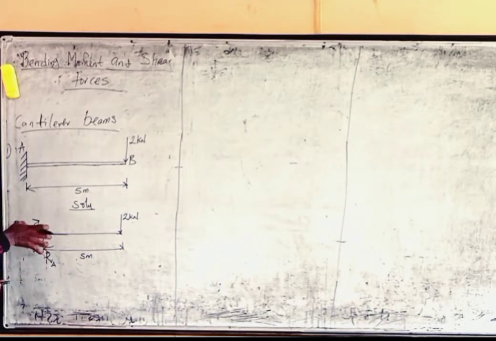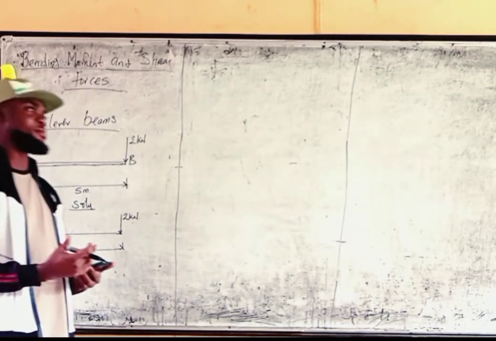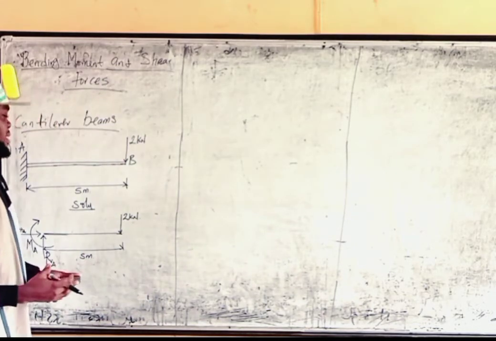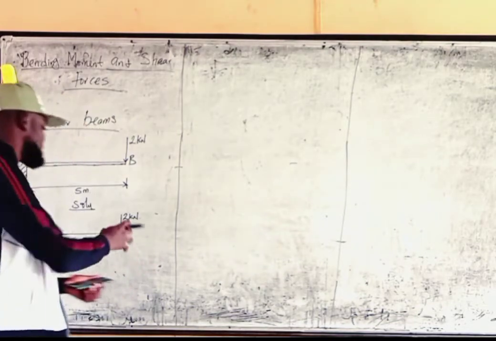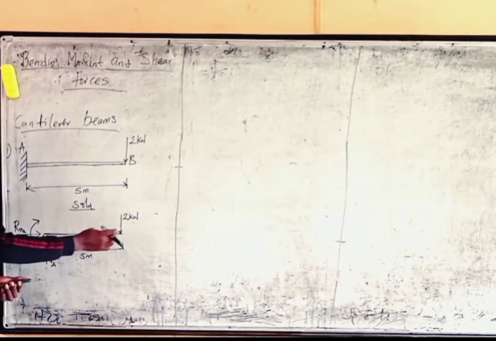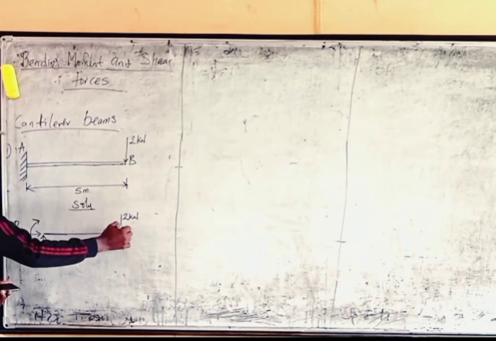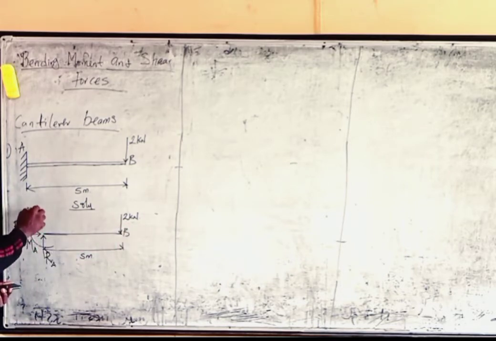But since we have so many issues here, we cannot start from this place. Let's start from this free end. It's very advisable to start analyzing a cantilever beam from the free end. That is the best way to analyze a cantilever beam. So let's start analyzing from this place. So at point B, remember this point B and this point A.